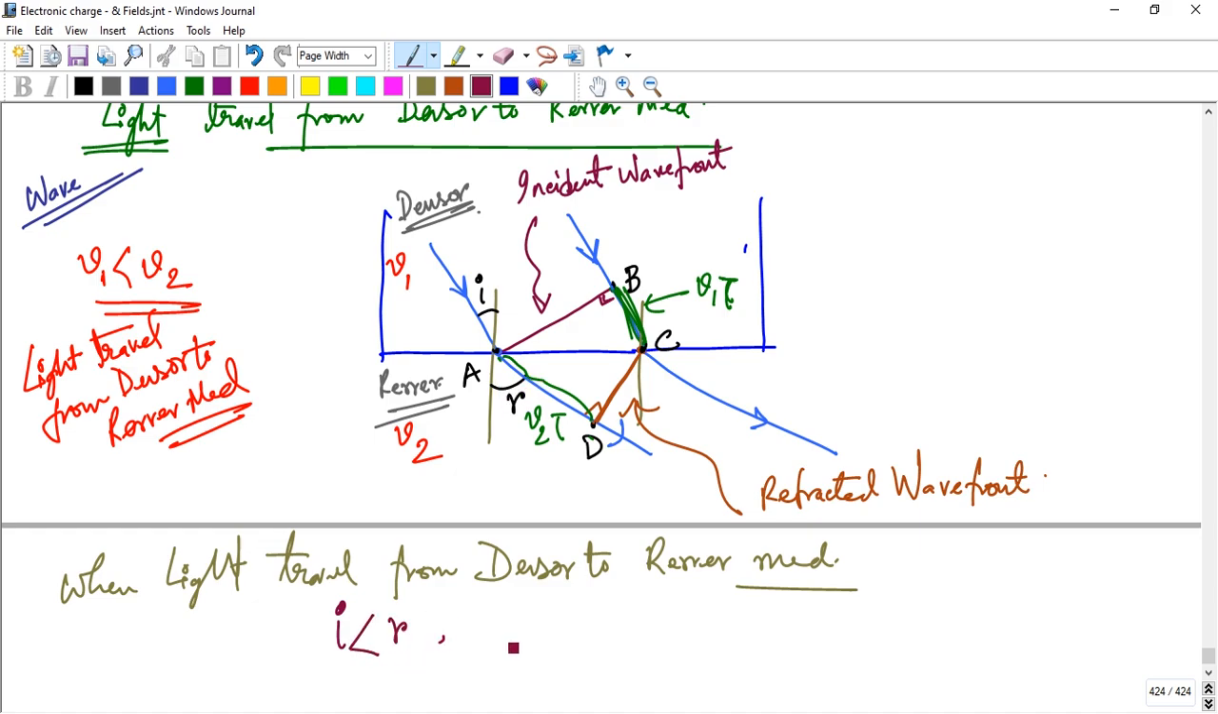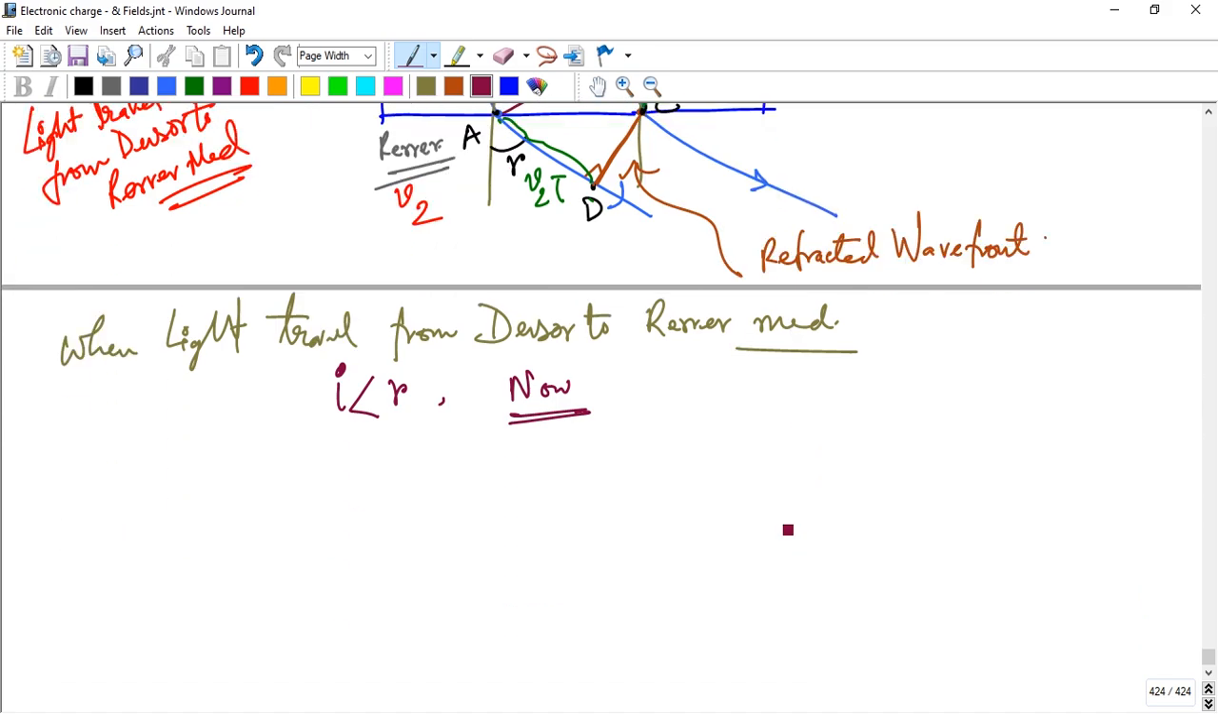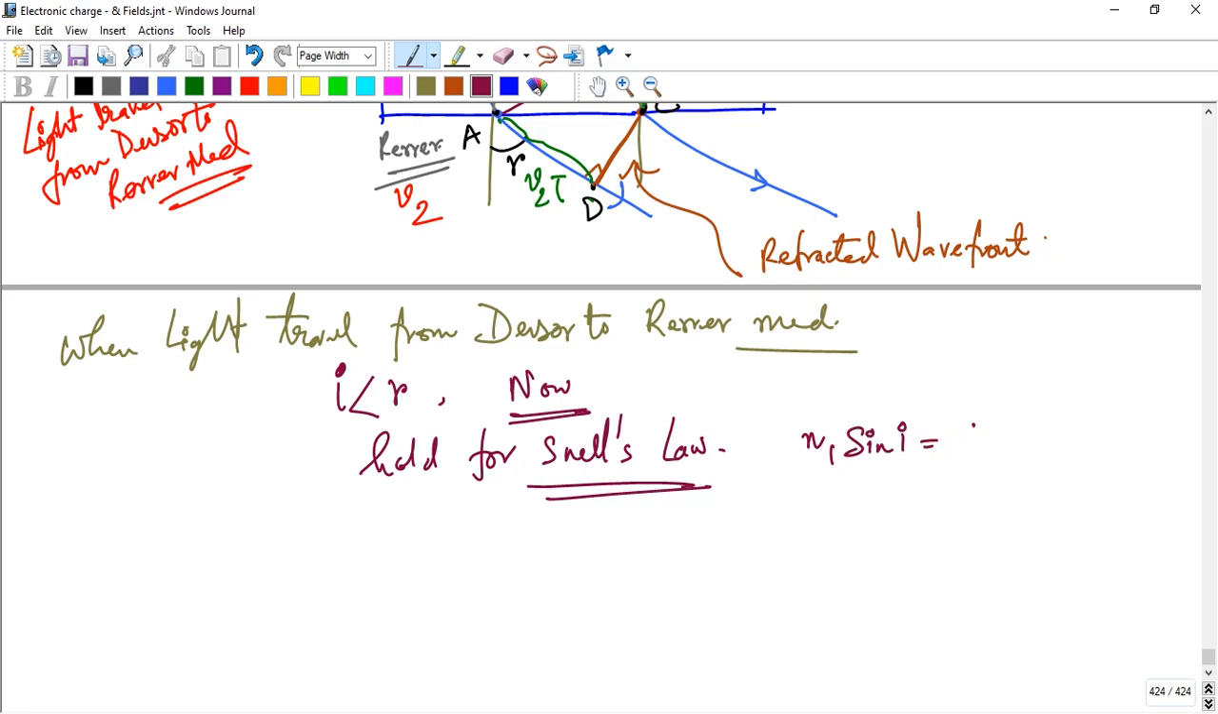So now, even if the refracted angle is more than the incident angle, Snell's law holds, that is n1 sin I is equal to n2 sin R. So sin I by sin R is equal to n2 by n1. Okay, and now see this diagram.